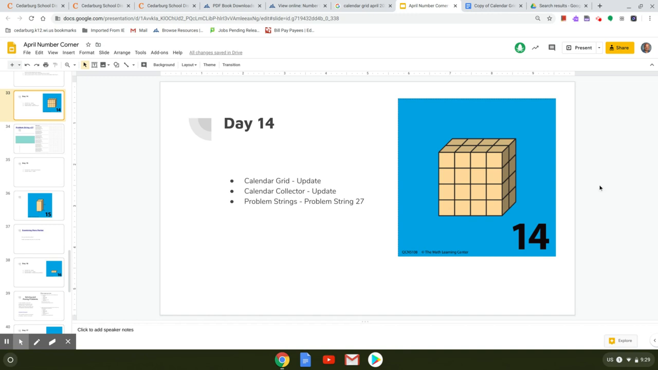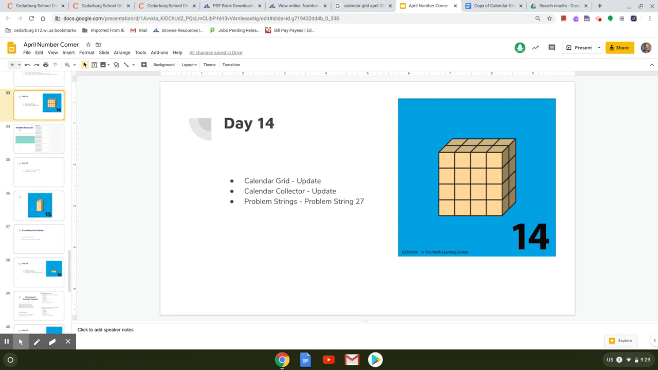For our calendar grid, our marker is over here, right? Let's go ahead and figure that we have this many units in length, this many units in width, and this many units in height. Make sure you clearly use centimeters cubed in your final answer, because when figuring out our volume, we are always using centimeters cubed.